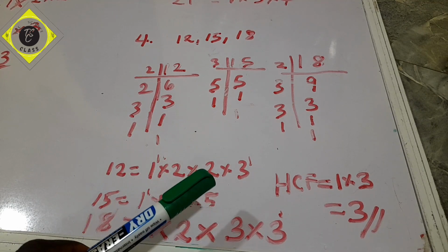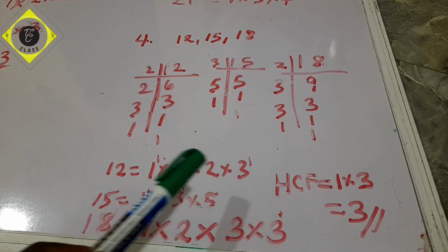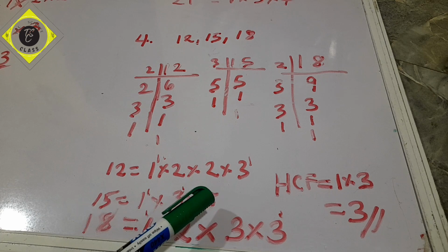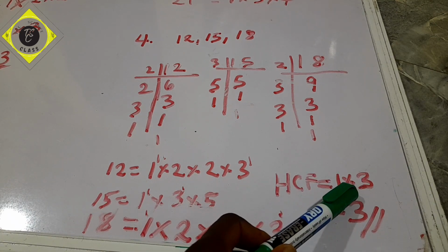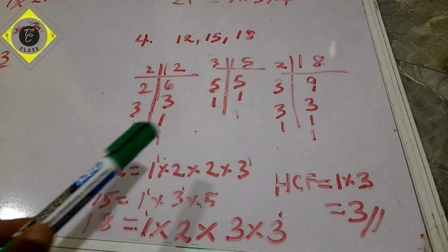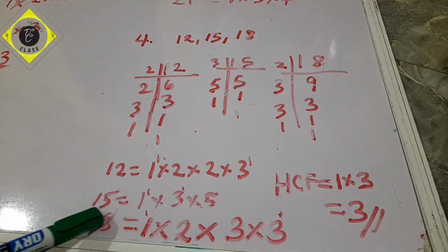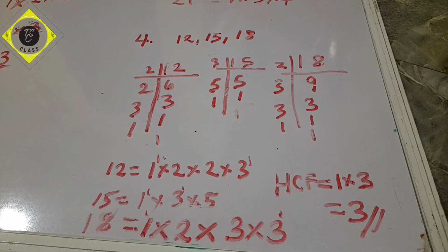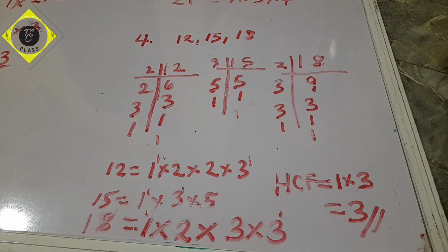If we had a situation where we had another 3 here and another 3 here, then we could have 1 times 3 times 3. But since one of the numbers has only a single 3 as a prime factor, we stop at that. Here we have 5, but we don't have 5 in the other 2 numbers. So that makes the HCF 1 times 3, which is 3.